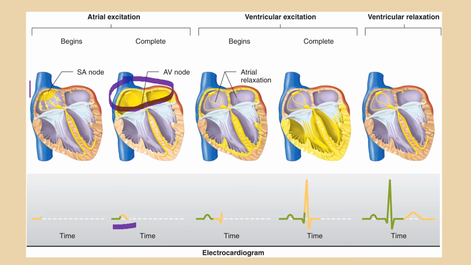Then that wave of depolarization is spread from the atria to the ventricles, and eventually both ventricles depolarize. And ventricular depolarization is observed as a QRS complex on an ECG recording. And then the ventricles are going to repolarize, and that repolarization of the ventricles is observed as a T wave on an ECG recording. So the components of an ECG recording include the P wave, atrial depolarization, the QRS complex, ventricular depolarization, and the T wave, ventricular repolarization.